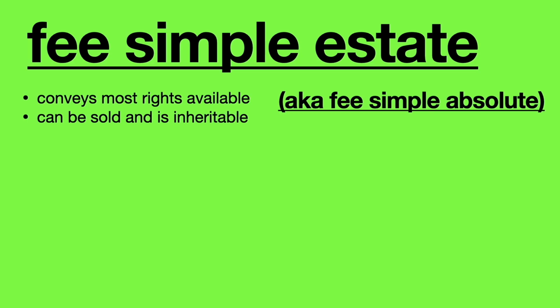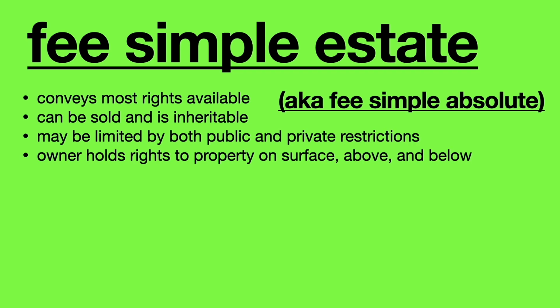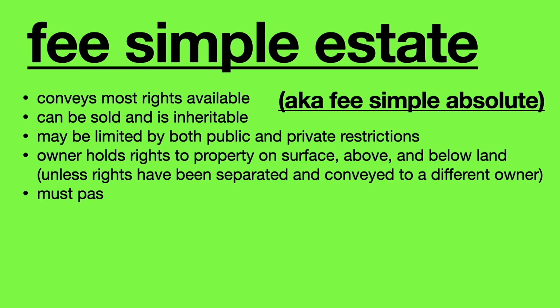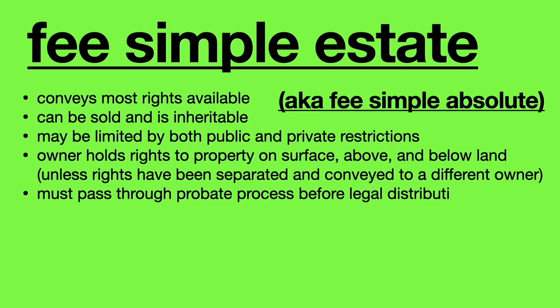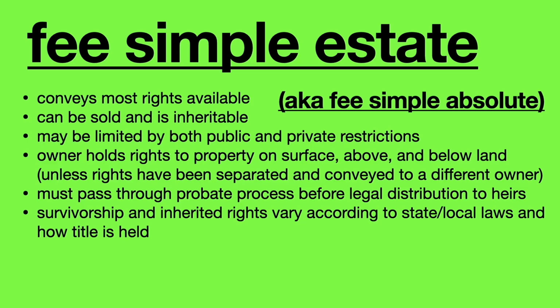Fee simple estates may be limited by both public and private restrictions, such as zoning ordinances or restrictive covenants. The owner holds rights to the property on the surface of the land, above the land, and below the land, unless those rights have been separated from the property and conveyed to a different owner. Fee simple estates must pass through the probate process before legal distribution to heirs. Survivorship and inherited rights vary according to state and local laws and by how the title is held.